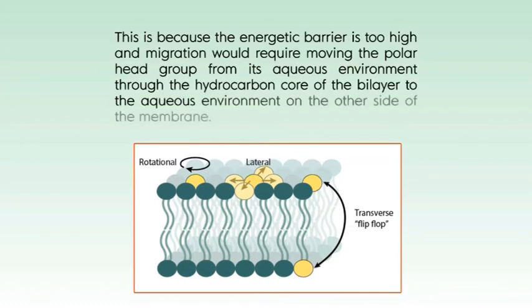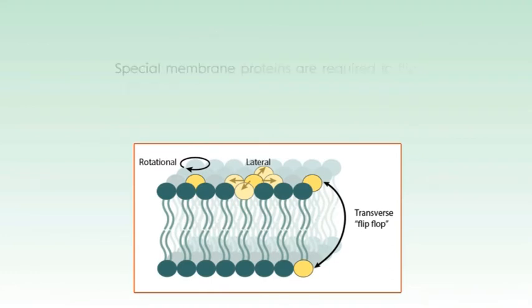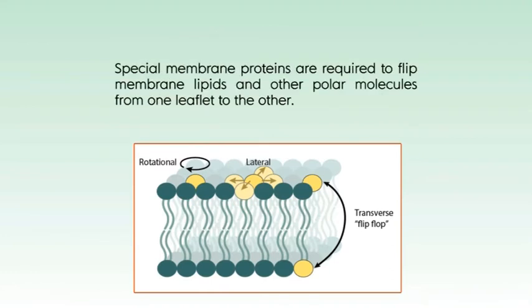This is because the energetic barrier is too high and migration would require moving the polar head group from its aqueous environment through the hydrocarbon core of the bilayer to the aqueous environment on the other side of the membrane. Special membrane proteins are required to flip membrane lipids and other polar molecules from one leaflet to the other.